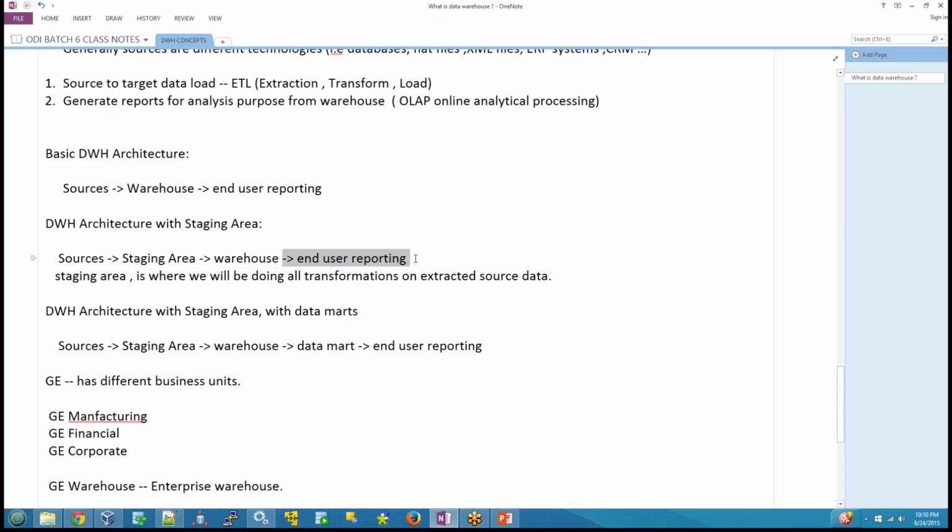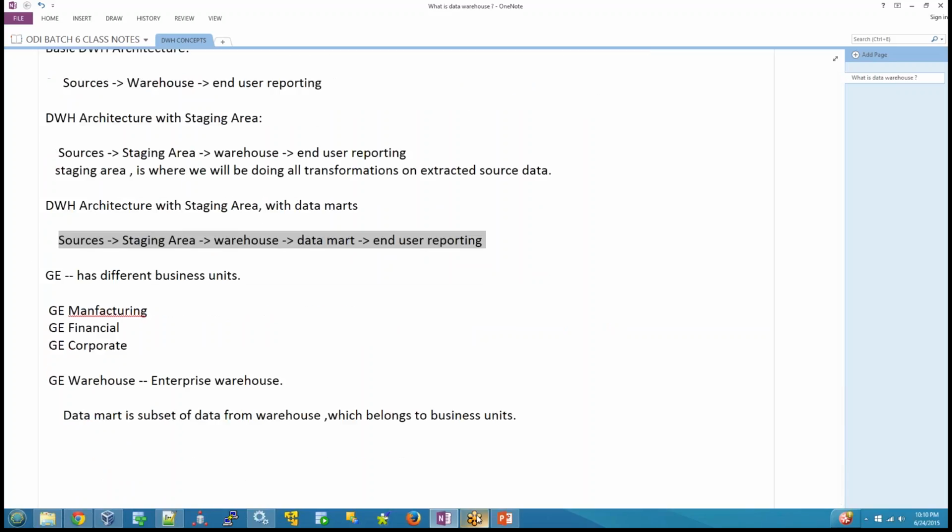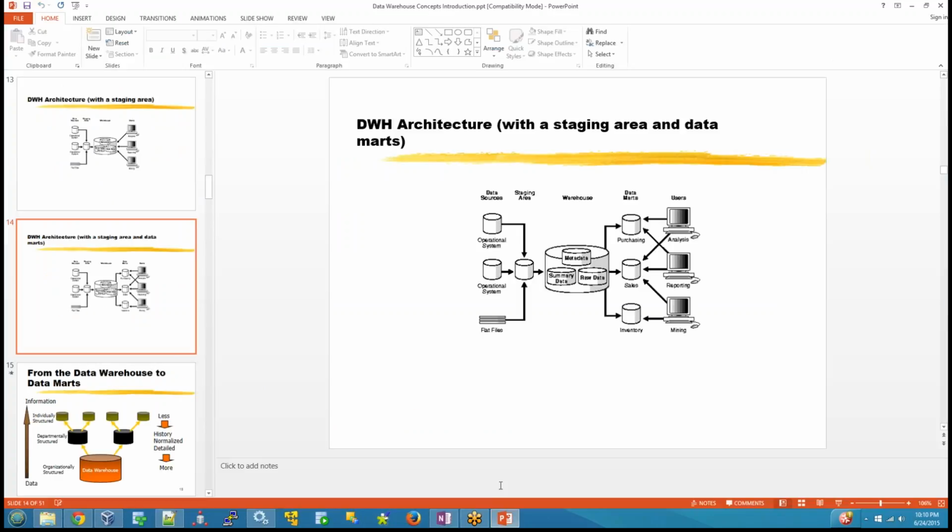This part, generating reports, is called online analytical processing. Up to here, this is called loading data into the warehouse. Warehouse is nothing but a database. It contains tables, and those tables load the data from different sources. So, DW architecture with staging area, warehouse and data mart. From the data mart, end users will be generating a report.